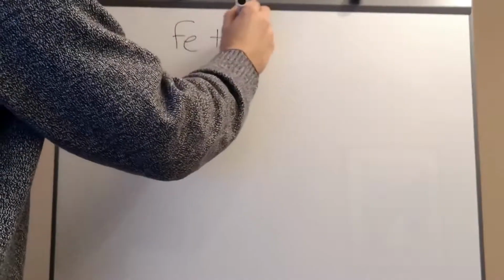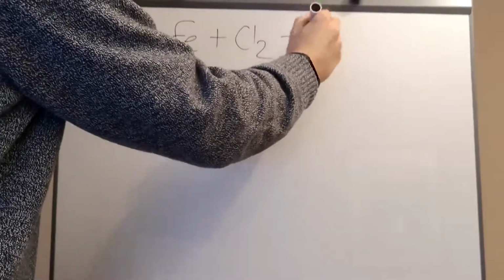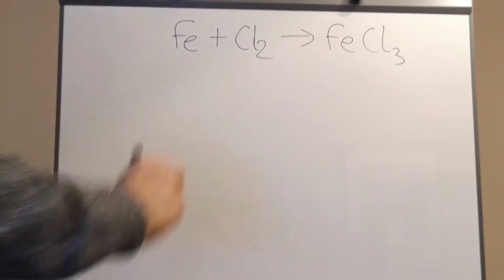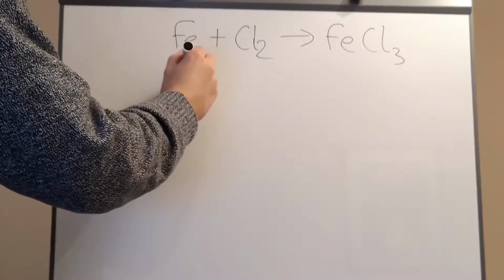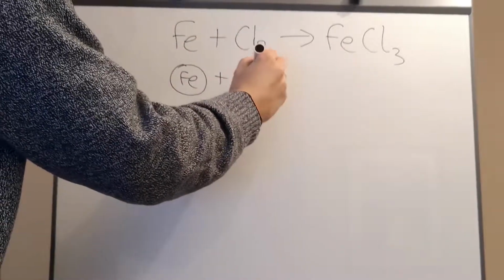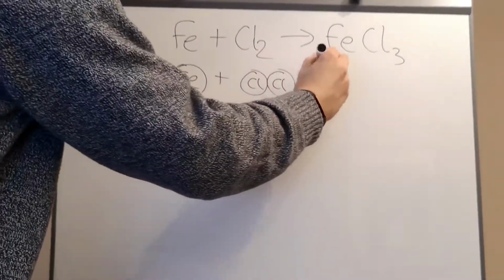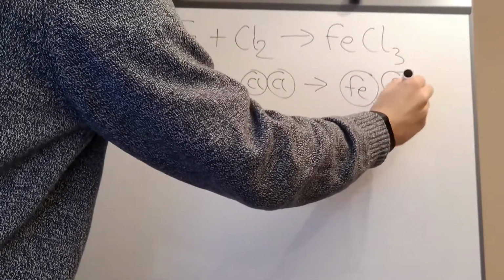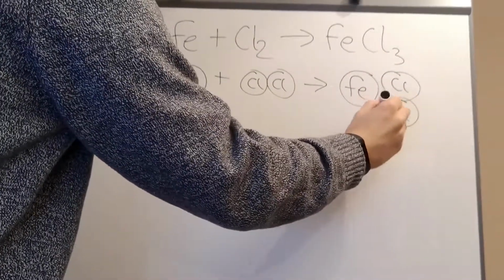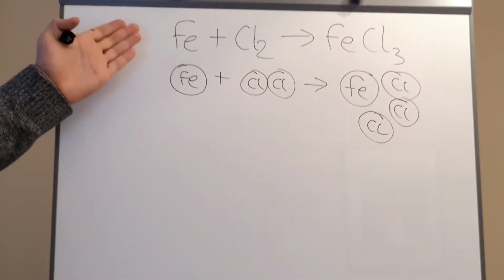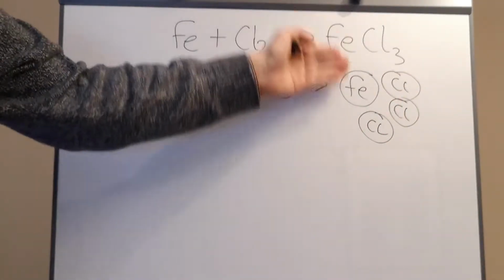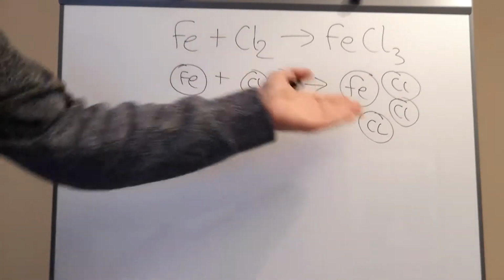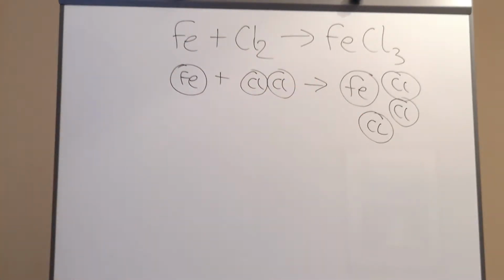Fe, iron, plus chlorine makes iron chloride. First of all, we can try our bubble method. Fe plus Cl2 makes FeCl3. We can see that we have one iron on the left and one iron on the right. We can see that we have two chlorines on the left, but three chlorines on the right hand side.